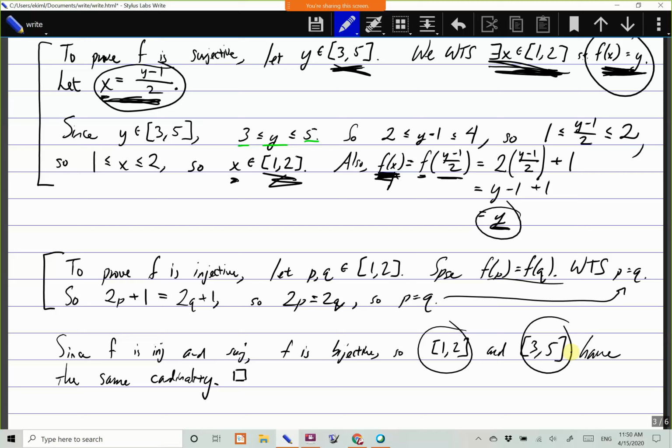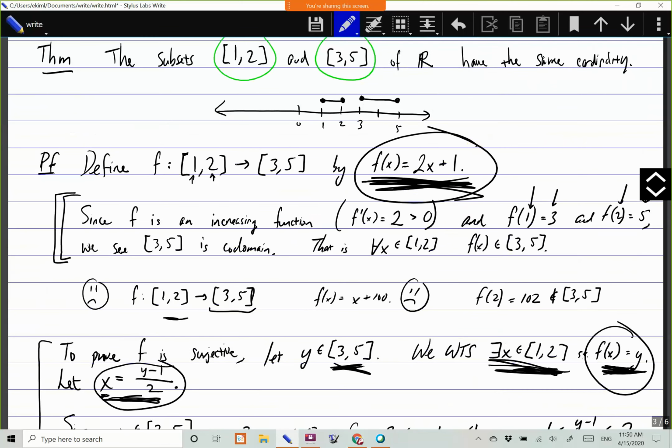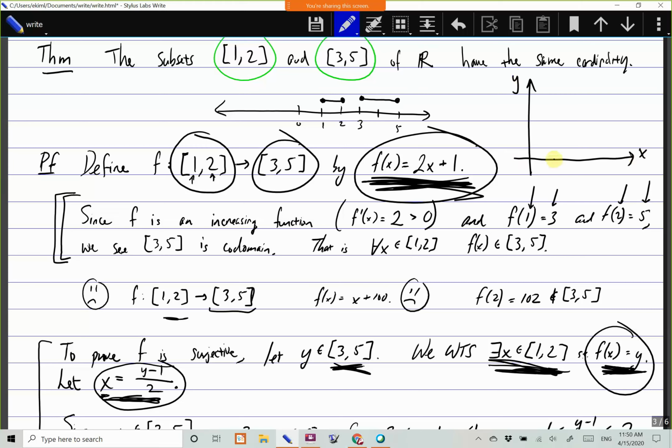Or maybe you have another question, which is, where did you get this rule? And if that's your question, I would like to answer that by saying I'm thinking of this domain as x values, and I'm thinking of the codomain [3, 5] as y values. So I actually have this little picture, x-axis, y-axis, 1, 2, 3, 5, right? X values are stuck between 1 and 2, y values between 3 and 5. I need a function that's going to be injective and surjective, so why not just a straight line? This is a straight line segment.